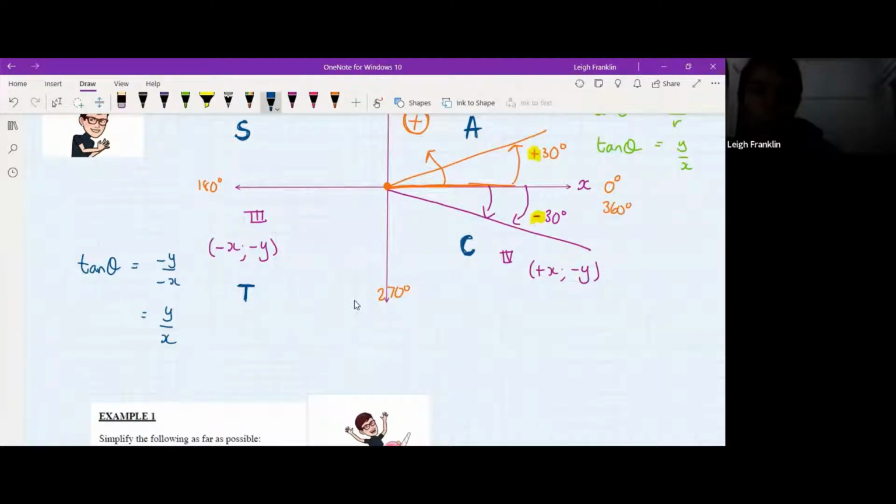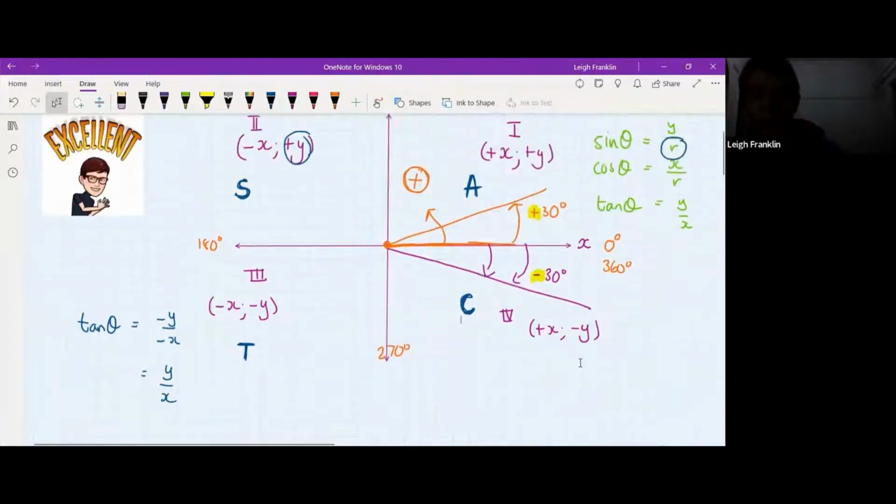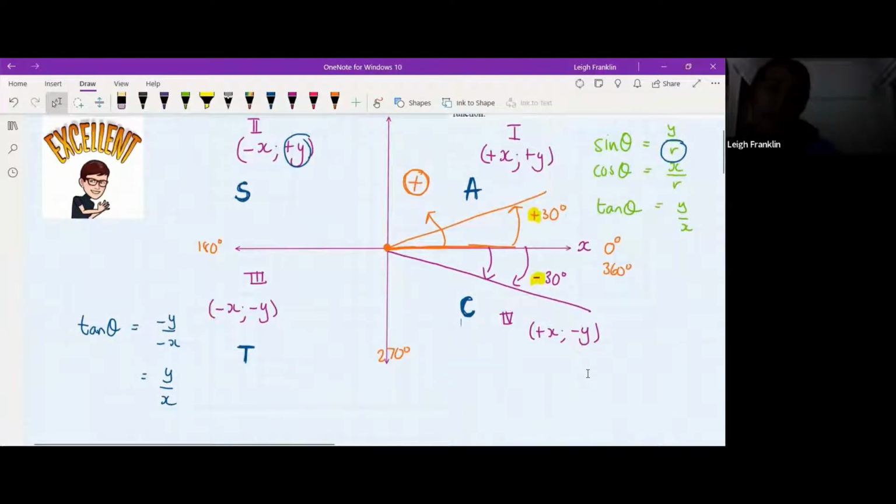The letter C is used for the 4th quadrant because it's only cos theta that is positive in quadrant 4, where x is positive and y is negative. Okay, remember cos theta is x over r, so any trig ratio containing y would be negative. So that's why sine theta and tan theta are negative in quadrant number 4.